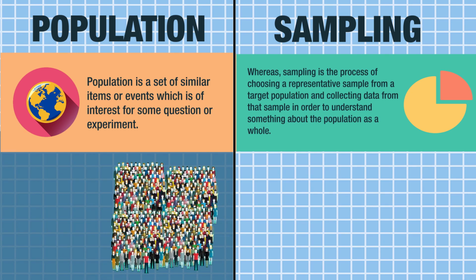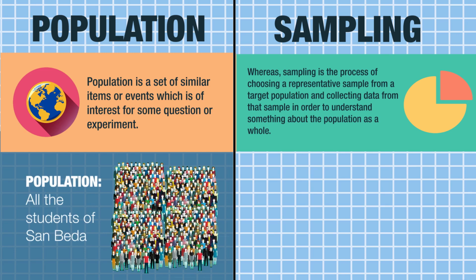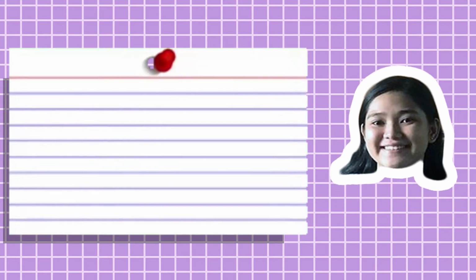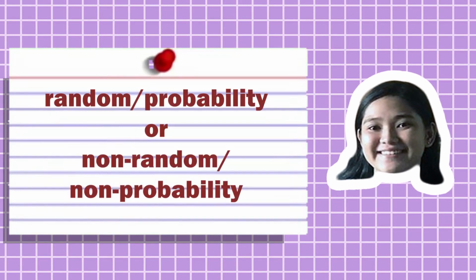For example, your population are all San Beda students, but because you want to save money, time, and effort, you would just get 250 students as part of your respondents. A sample is either random or probability, or non-random or non-probability.